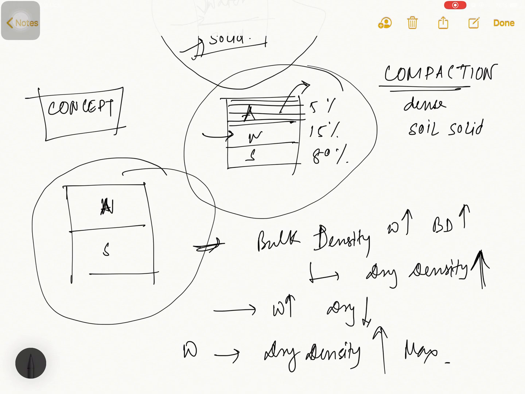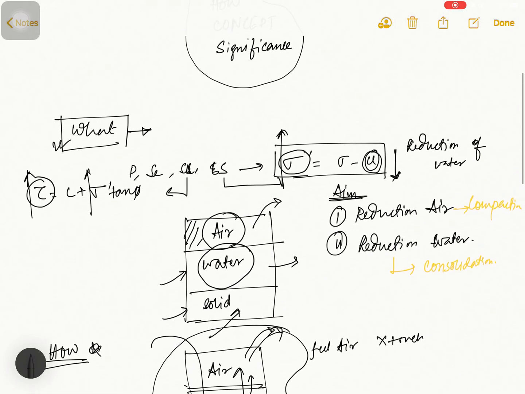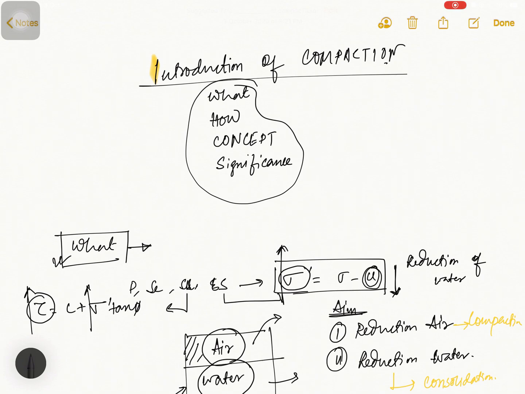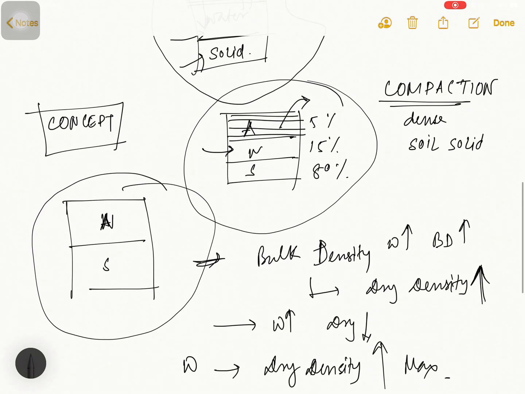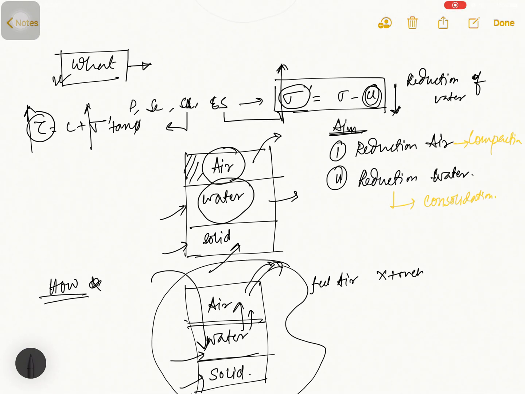So this is the whole concept, and we will learn this in the test. Okay, so this is a very basic introductory video of compaction, where we talked about what is compaction, how this happens, what is the concept and significance. Yeah, because without doing compaction you cannot start consolidation. That is the main significance, or you can say why compaction is a necessity. Without compaction you cannot start consolidation. That is the main thing.